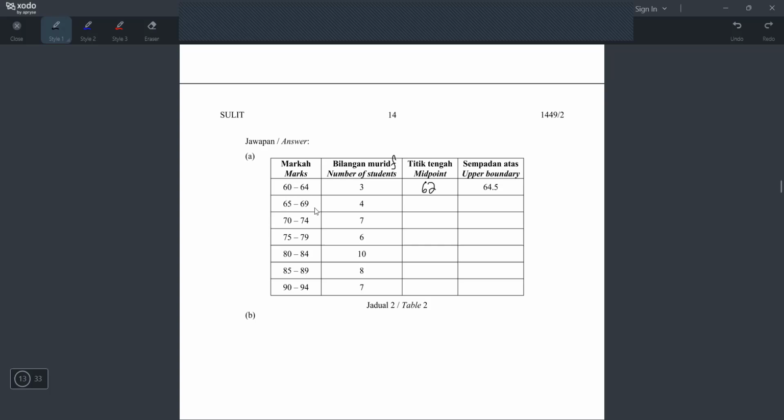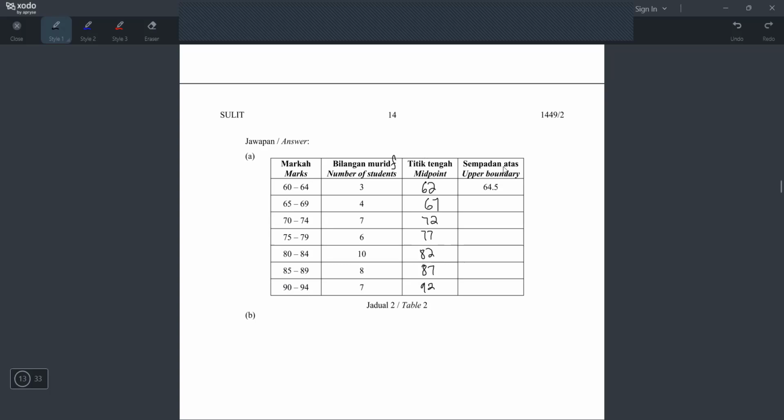Okay, next one, 65, 69. What's the midpoint? Let's press 65 plus 69 equal first and then divide 2. I get 67, right? And then if you press 70 plus 74 divide 2, 72. And then this one is 77, this one 82, this one 87, this one 92. If you don't know how you get the 92, very simple. Just press 90 plus 94 equal first and then divide 2. Must press equal first. If you don't press equal first, it's wrong.